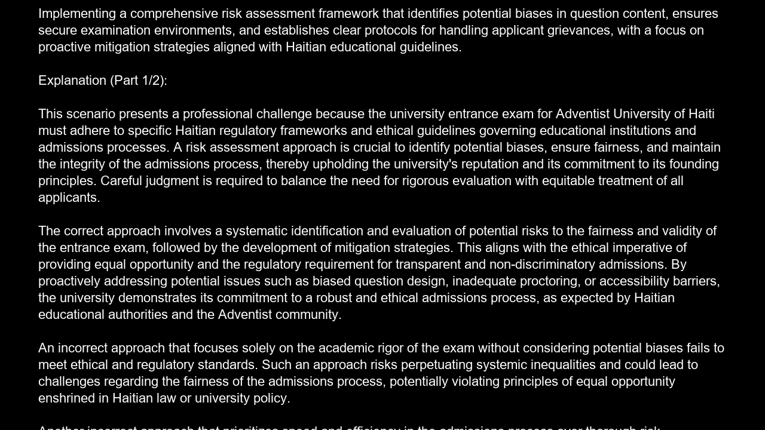An incorrect approach that focuses solely on the academic rigor of the exam without considering potential biases fails to meet ethical and regulatory standards. Such an approach risks perpetuating systemic inequalities and could lead to challenges regarding the fairness of the admissions process, potentially violating principles of equal opportunity enshrined in Haitian law or university policy.